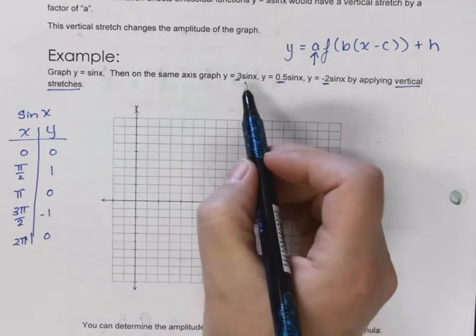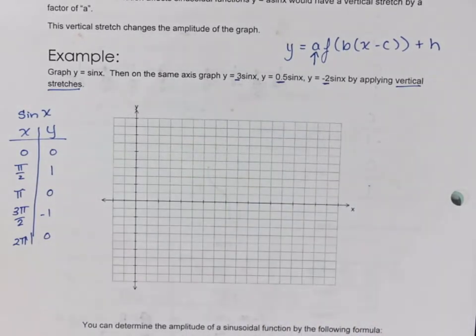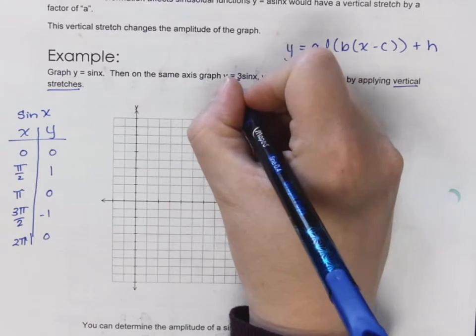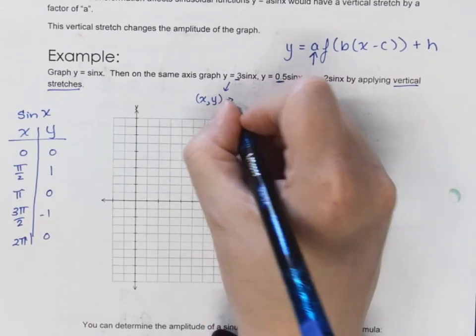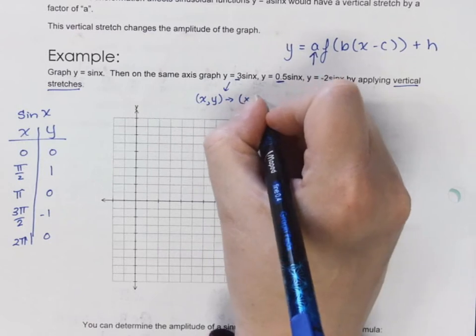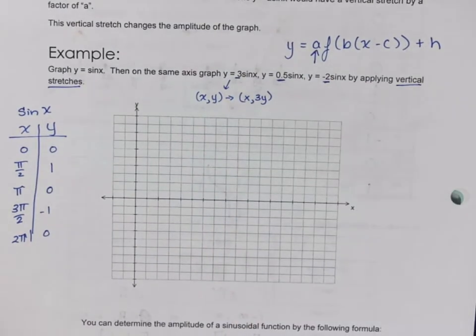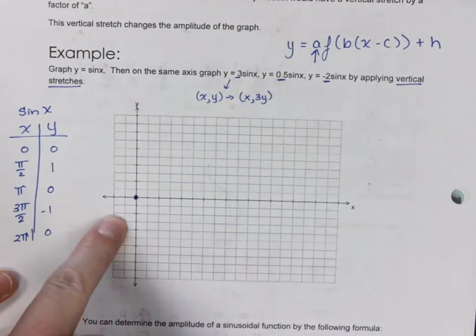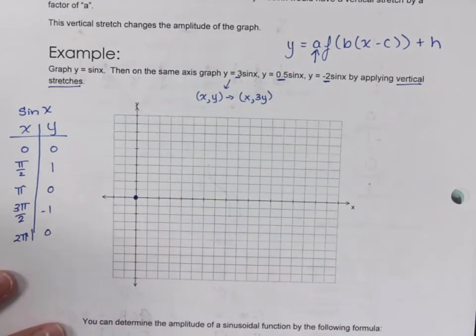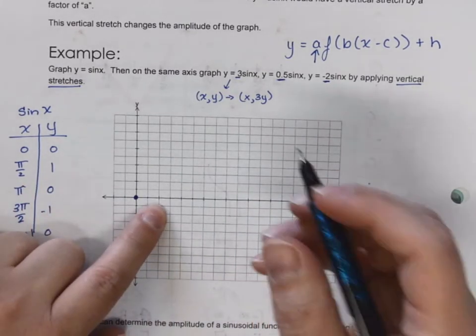So if I put the 3 in front of sine here, what am I doing to the y values? This mapping rule would be x, y going to x, 3y, right? Everybody agrees with me? 0, 0 would stay the same, so this would be an invariant point, right? Because it didn't change. Oh, hang on, guys. We need to put some.